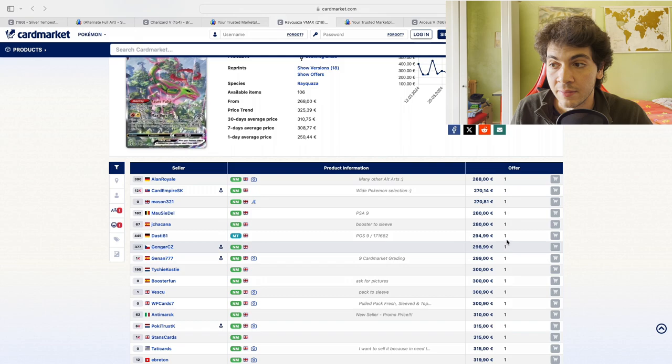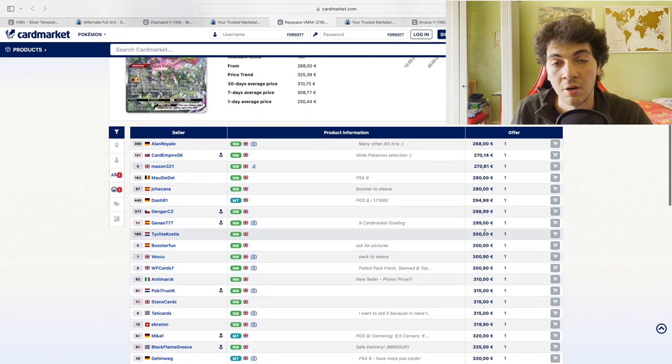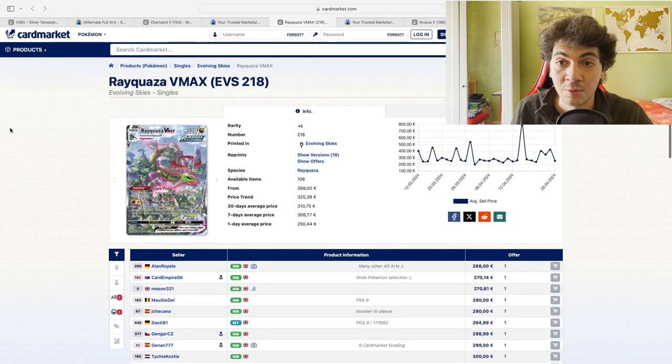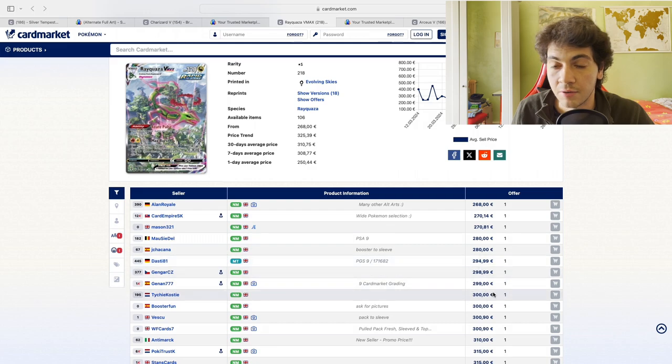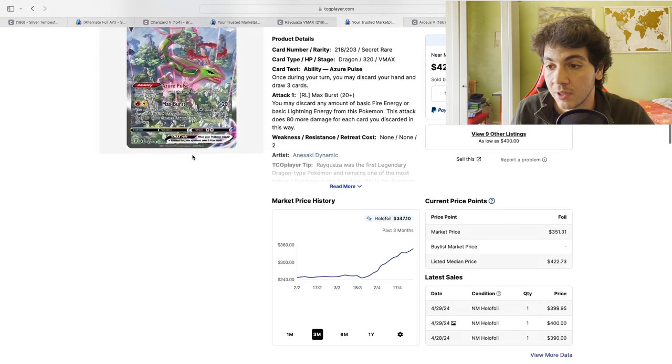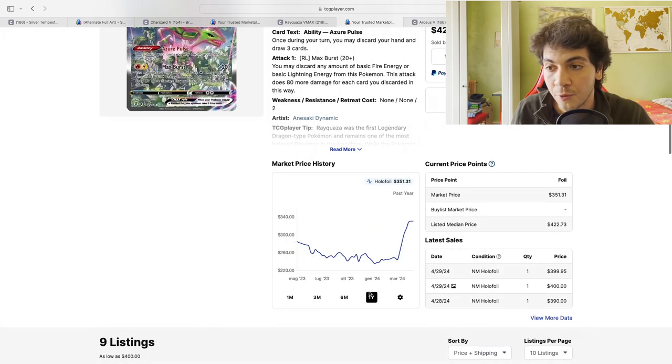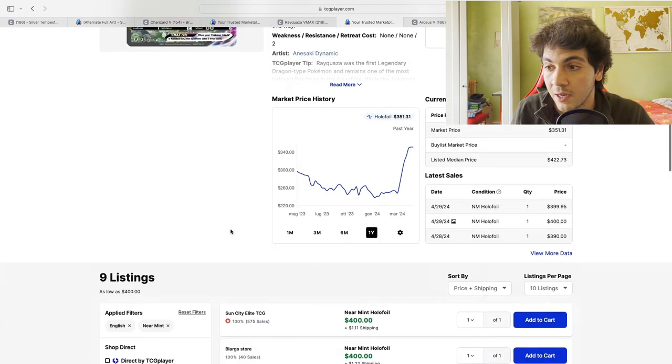And then there's most of the listings are about 300 euros. So here we start to see a price gain of about 10% on the lower end and 20% on the higher end here in the low 300s. And if we take a look at what's going on in the American market, as you can see here, it is selling for significantly higher prices than the European Union.